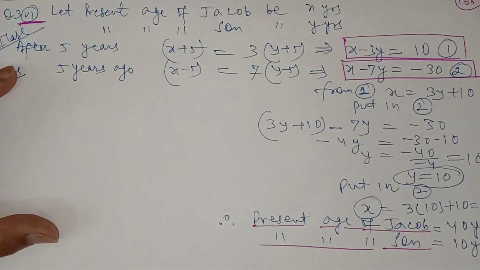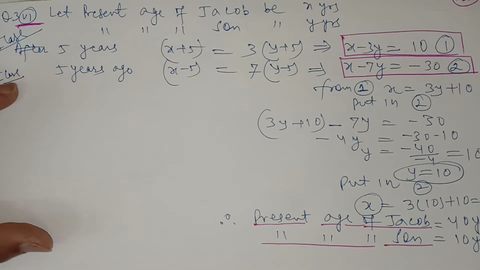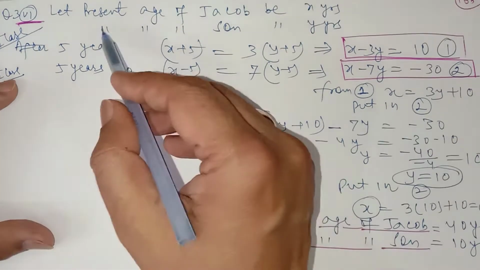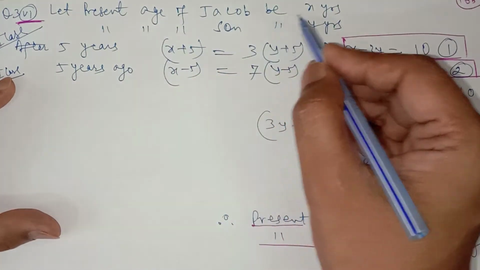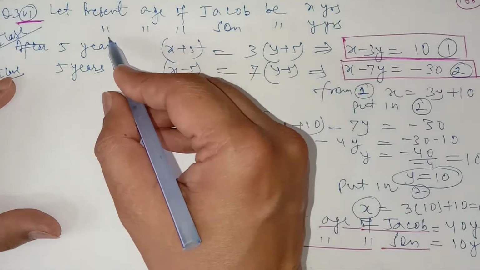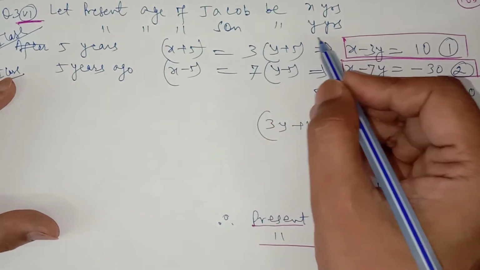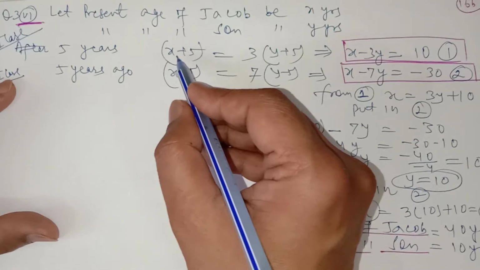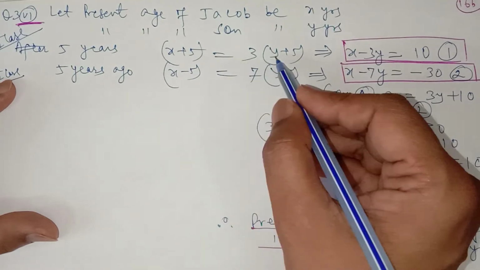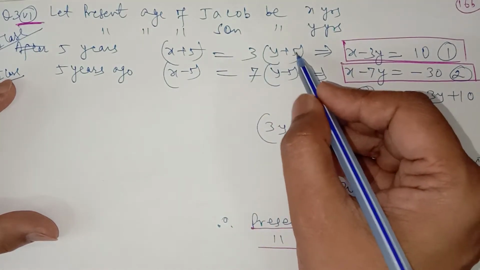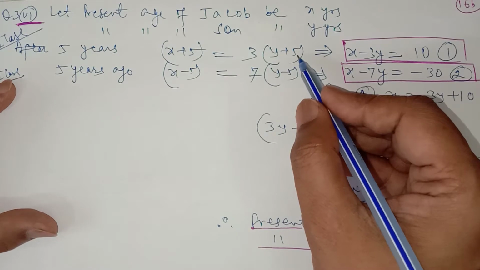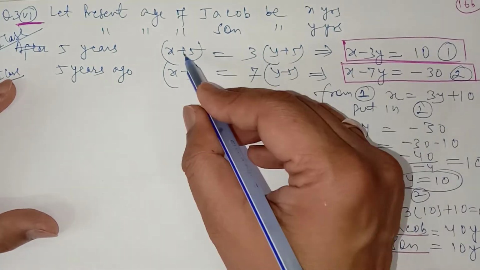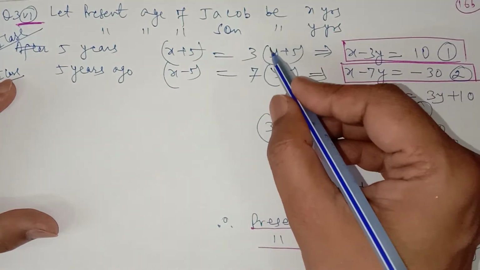times the age of his son, and 5 years ago the age of Jacob is 7 times the age of his son. So let the present age of Jacob be x years and the present age of the son be y years. So after 5 years the age of Jacob will be x plus 5 and the age of his son will be y plus 5. You have to add 5 to get their age after 5 years, and it is given that after 5 years the age of Jacob will be 3 times the age of his son.